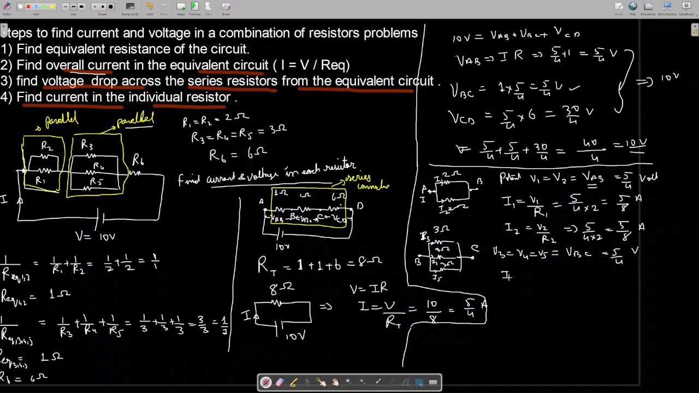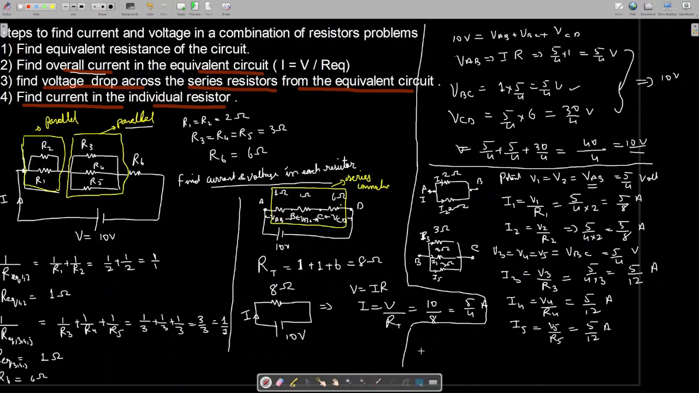Now I3 will be V3 by R3. It will be equal to 5 by 4 into 1 by 3. So it will become 5 by 12 ampere. Similarly, I4 will be V4 by R4 equal to 5 by 12 ampere, and I5 will be equal to V5 by R5. This will also be equal to 5 by 12 ampere.